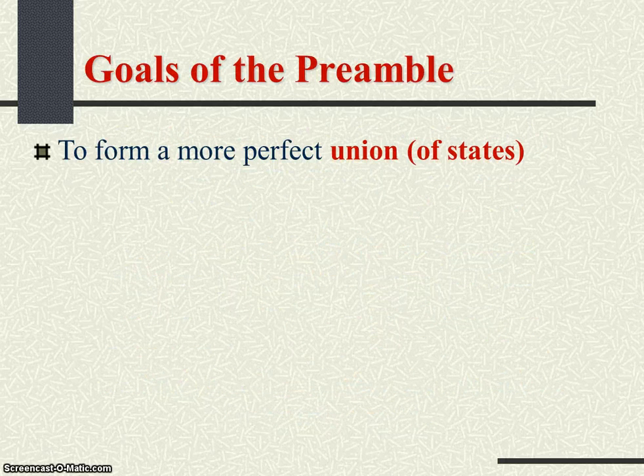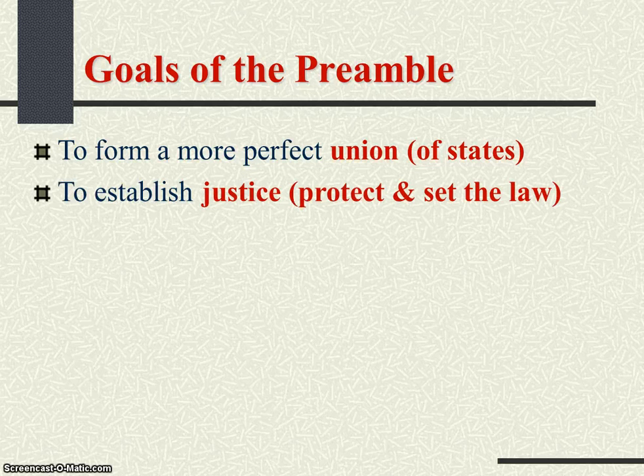So your preamble is the goal of the Constitution. What are you setting out to do? The first thing is to form a more perfect union. We did have a union under the Articles of Confederation, but remember, it didn't work out very well. So a more perfect union of the states. Next step, to establish justice. So protect and set the laws.